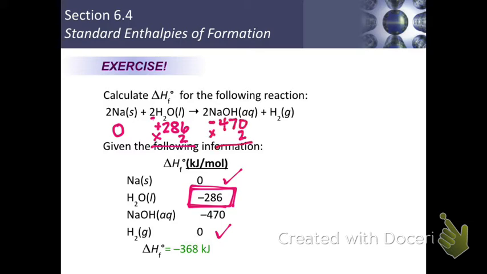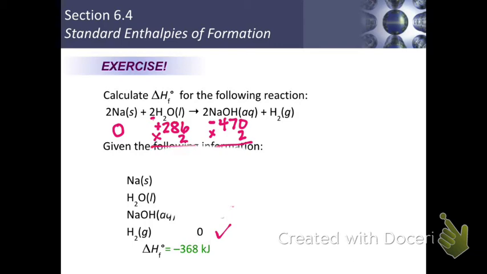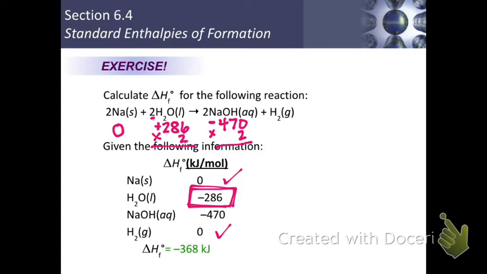Multiply it by 2. Okay, so we're going to take positive 286 times 2. Wait, so why is it positive? Because the value that's given to us in our appendix, or in this case, the value I gave you right here, is how much it takes to form it. So when something is formed, it's the product. If it takes 286 kilojoules of energy flowing in to form it, that means when it's broken down, it's going to release that much energy.